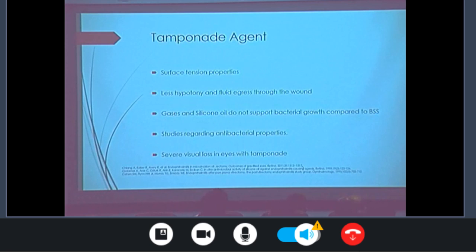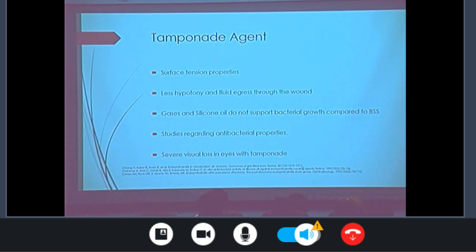And I think the most controversial risk factor is the tamponade agent. Many people are under the impression that if you place tamponade, any type of tamponade, into the eye, it will be sterile, and there's no way of developing endophthalmitis, and this is not true, as we will see now.